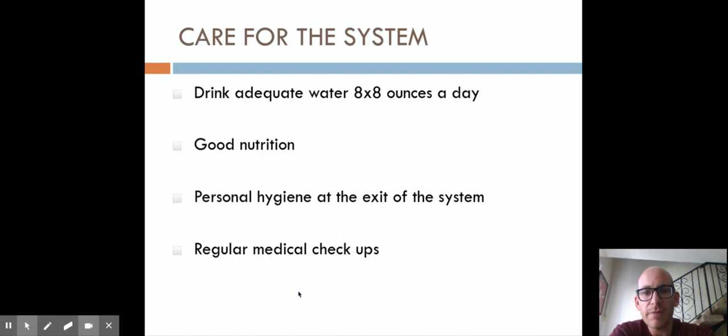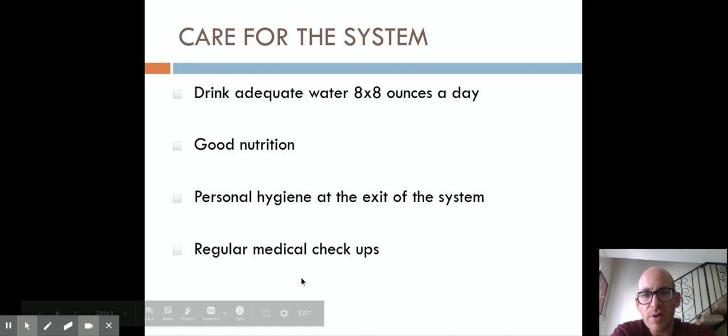Adequate means just enough. So 8 times 8, 64 ounces a day. I think we should be drinking more than that, being in a warm environment, so we want to be upwards of 80 to 100. Next, good nutrition. Everything in our body functions based on what we consume, so we want to consume good things to allow our system to function.